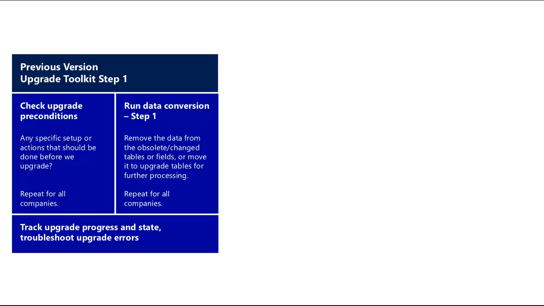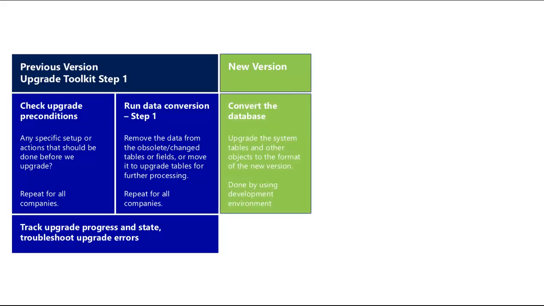Then, you would actually run the logic of Upgrade Toolkit Step 1. And this logic would either clean up the tables or the fields which are going to be changed or removed in the next version of the product, or it would save the data from these tables in specially designed upgrade tables. Both phases, check preconditions and data conversion step 1, you would have to execute for all companies within the database. After that, you would go and convert the database using the new development environment.